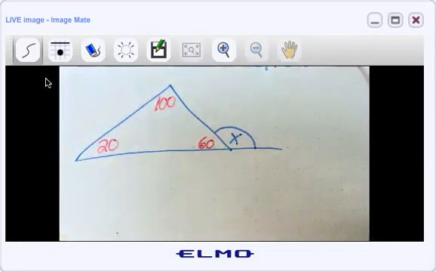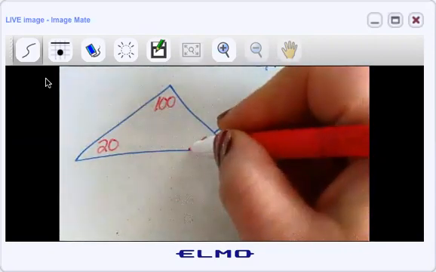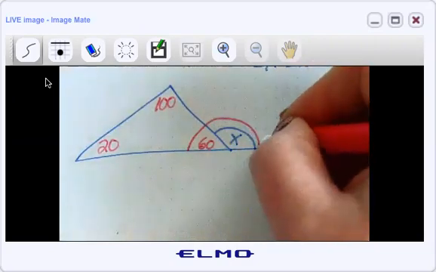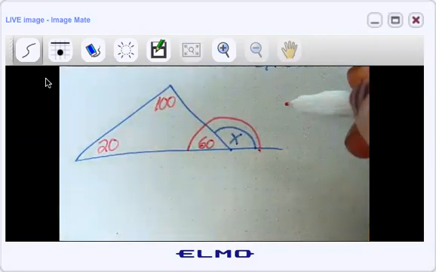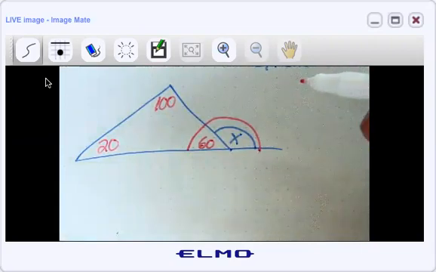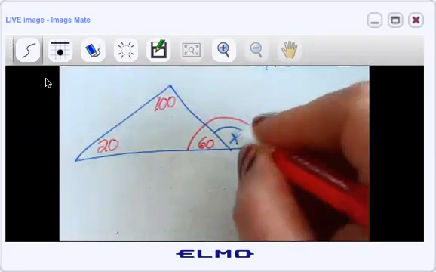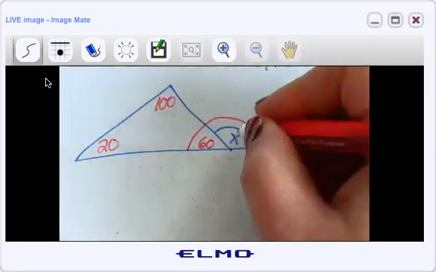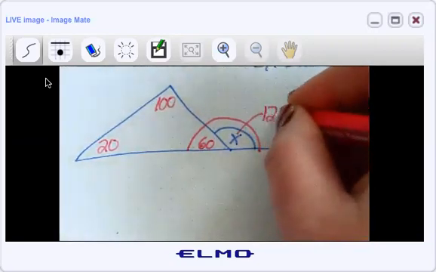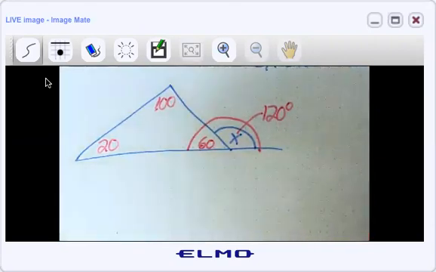So here's what we know about the one on the outside. These two together make that straight line, don't they? So they have to add up to be 180. So if I do 180 minus 60, yes, I do in fact get 120 for that missing angle right there. That one's got to be 120, right?